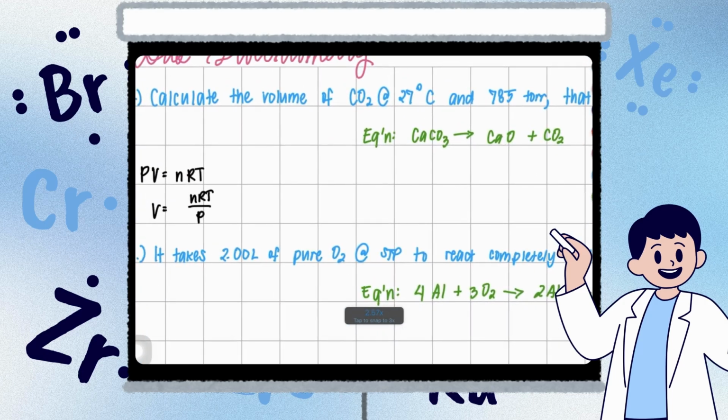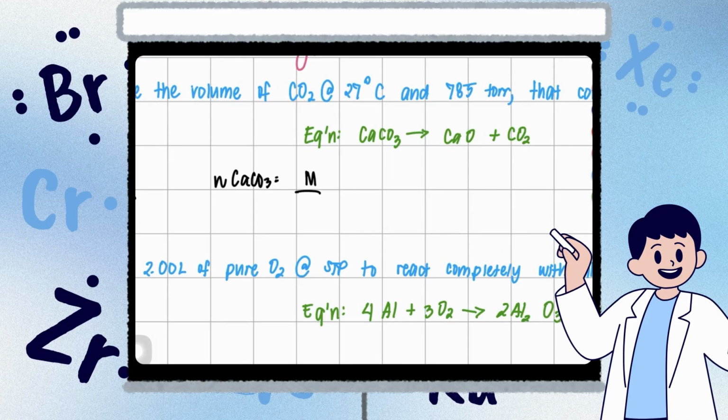So we can use n of CaCO3 equals mass over molar mass. The mass is 12.8 grams, while the molar mass of CaCO3 is 100 grams per mole. Then we can input this in our calculator and we will get 0.128 mole.